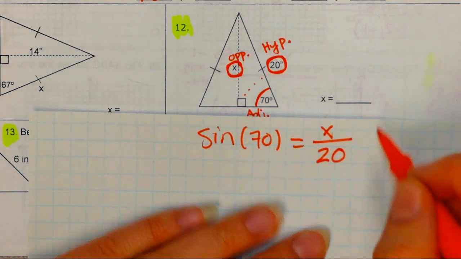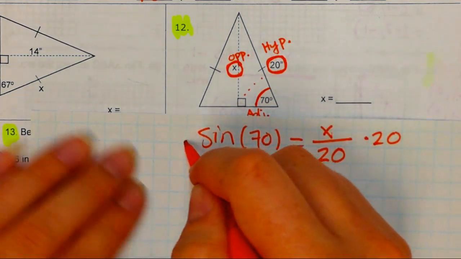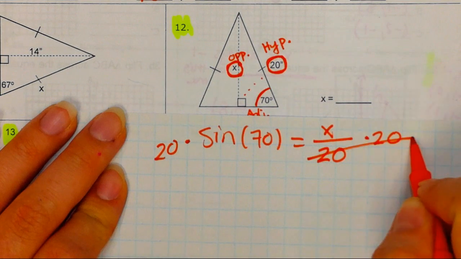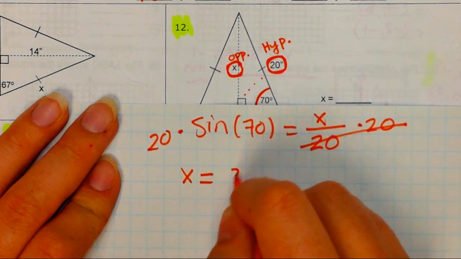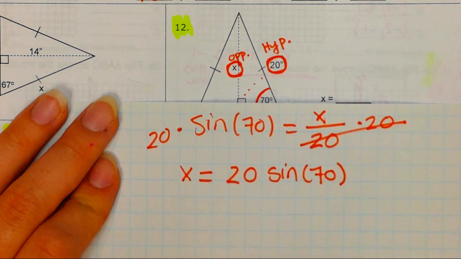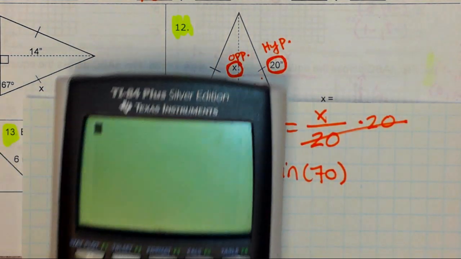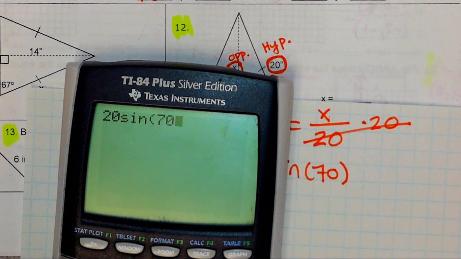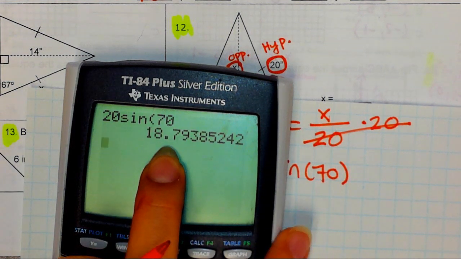In order to get x by itself, I'd have to multiply by 20. Okay, those cancel. X is equal to 20 times the sine of 70. So that's equal to about 18.79.